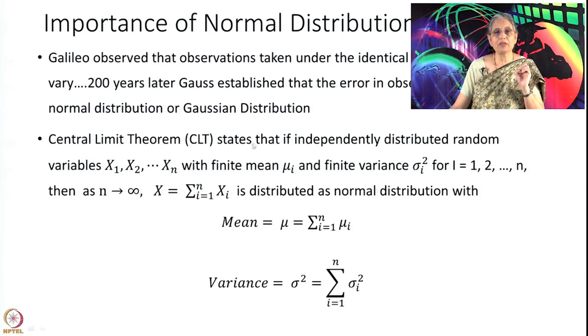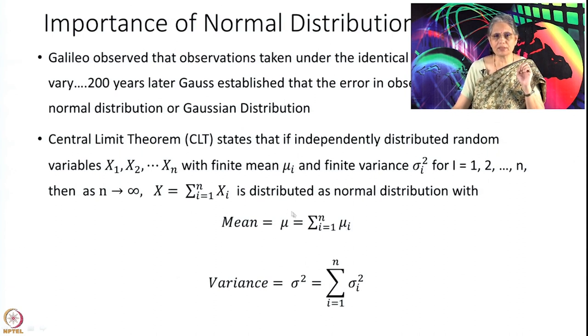Let us read it. It states that if x1, x2, x3, ..., xn are independently distributed random variables with a finite mean and a finite variance for all values of i, then as n tends to infinity, the sum of these independent random variables follows a normal distribution with a mean as the sum of the means and variance as the sum of the variances.